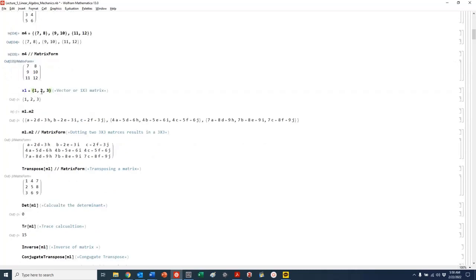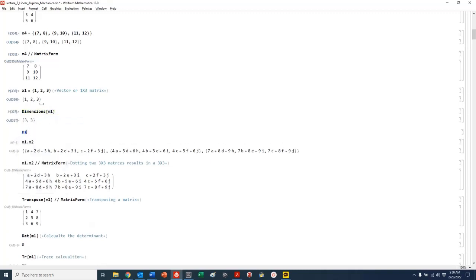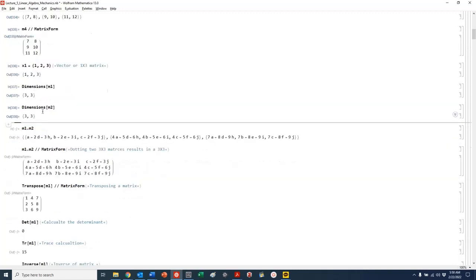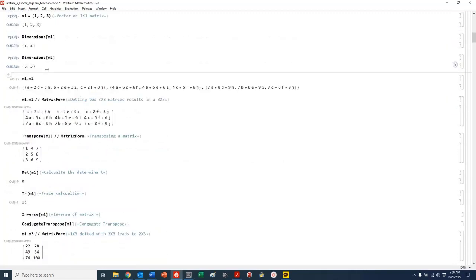I could also have a vector, similar to force. And I can dot matrices, which is one of the important things to look at. Dimensions are going to be critical here: the dimensions of M1, the dimensions of M2, 3x3 and 3x3. If my matrices have similar or compatible dimensions, I can start to do operations on them. So I could do M1, M2, and visualize this in matrix form.